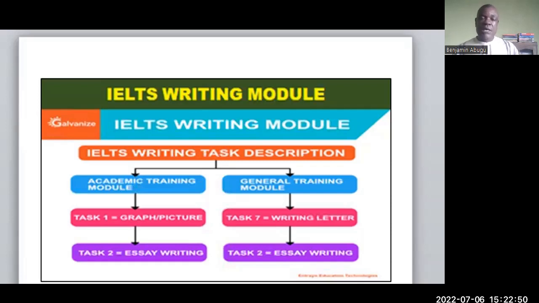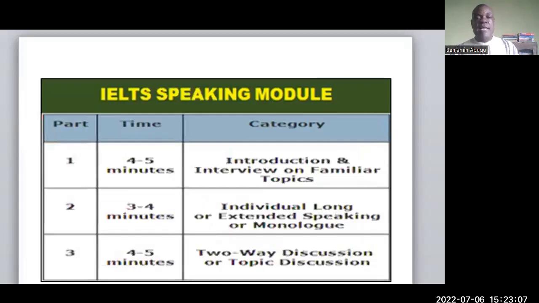Now, in task 1, you are going to write 150 words in 20 minutes, and in task 2, you are going to write 250 words in 40 minutes. Now, in the IELTS speaking module, you need to understand that the speaking module is a one-to-one interaction between the examiner and the candidate, which is recorded, all right?